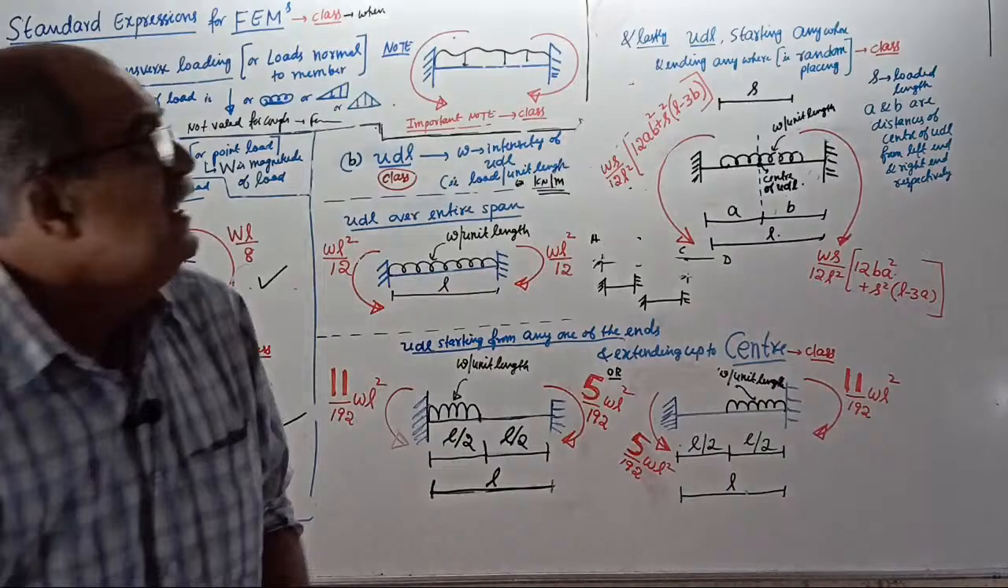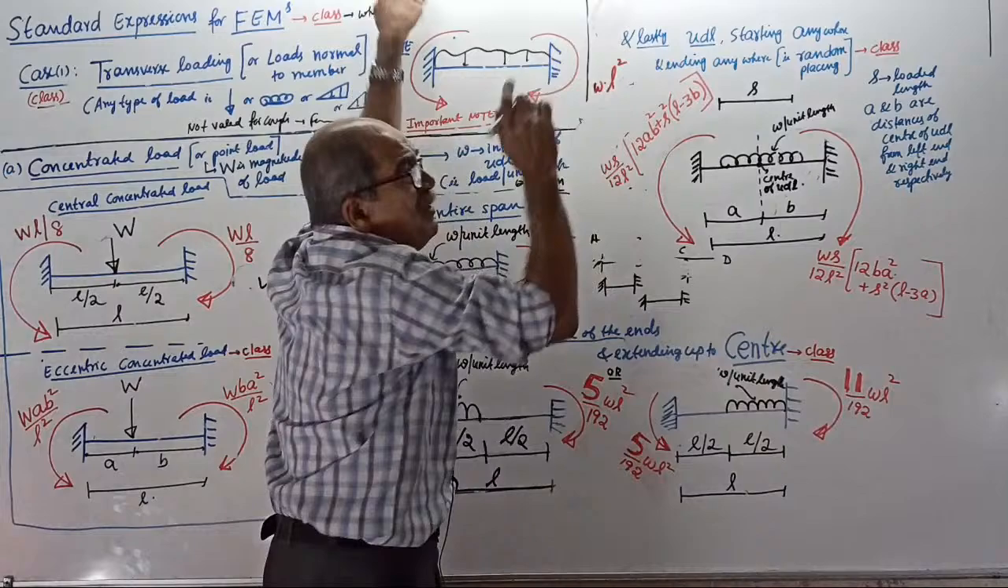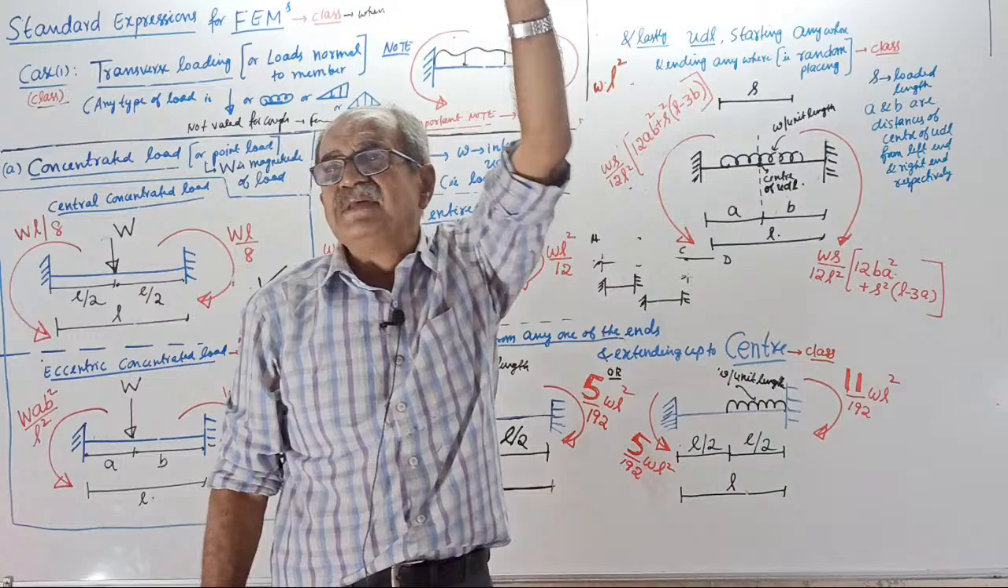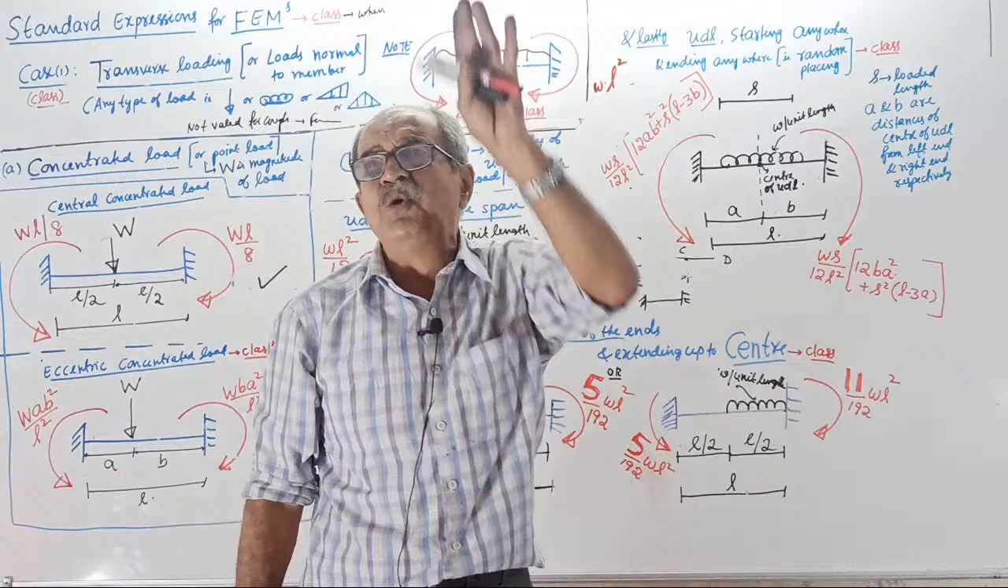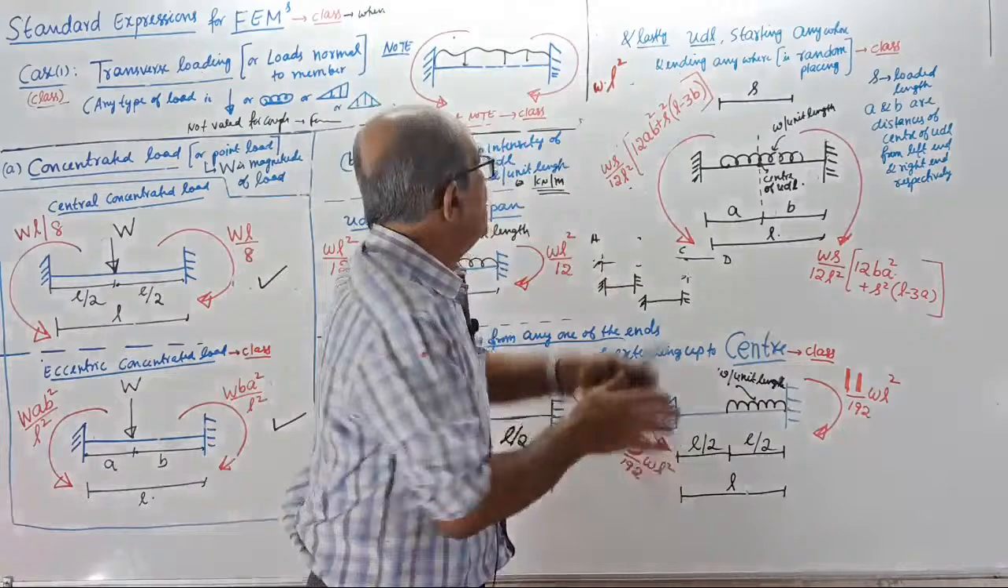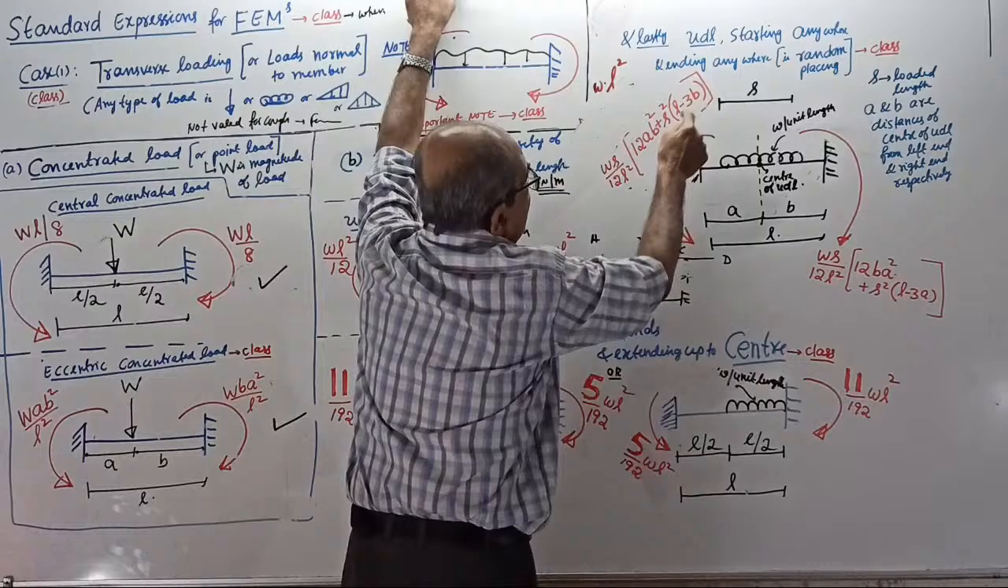Therefore, remember, in fixed end moment, when W comes, always W into L square will come. Make a note. Always W into L square will come, except one special case: random UDL. In the random UDL case also, it comes as WL square only. You cannot see A and B, etc. If you write in terms of L, it will become L square, L cube, L power 4 by L square. It will come as L square.